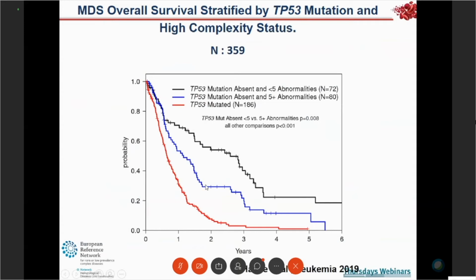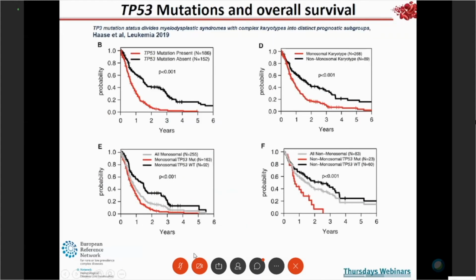but worsened significantly by the presence of TP53 mutation, even without more than 5 abnormalities. So you have complex karyotype, super complex karyotype, I would say, and then you have TP53 mutation, which are really the patients with the worst survival. And you see here in detail, if you have a monosomal karyotype and TP53 mutation, and if you have a non-monosomal complex karyotype, this mutation is always really prognostically negative.